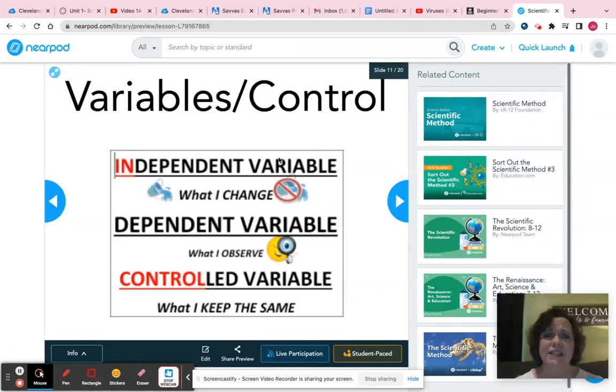So the next thing, I really like this chart. This is what I was talking about earlier. Independent variable starts with an I. It's what I change. It's what I am testing. Dependent variable starts with a D. It's what I observe. So I always think of the data that you get when you're doing an experiment. And then a controlled variable or a constant, things that you're trying to keep the same.